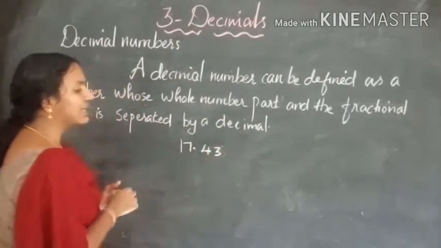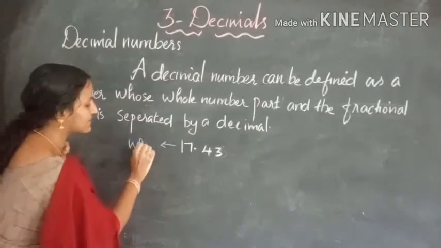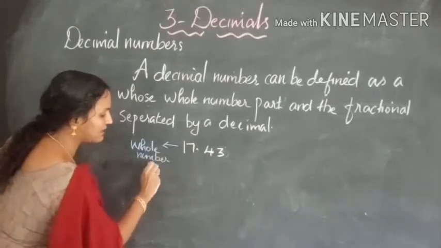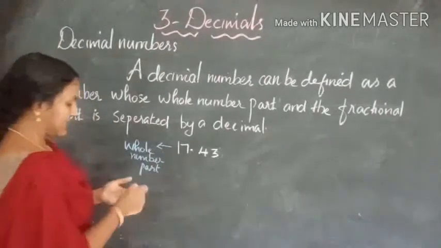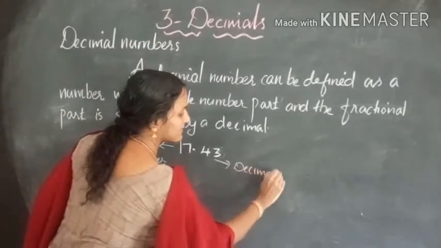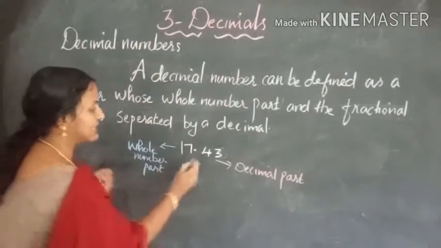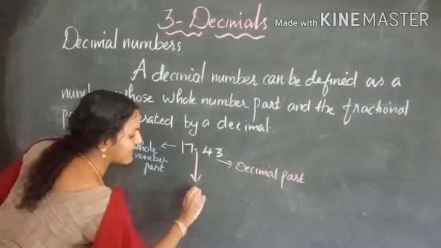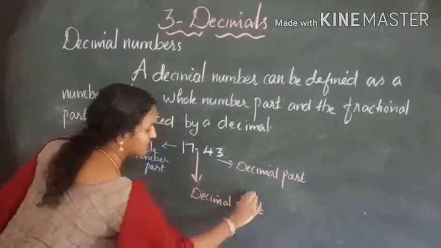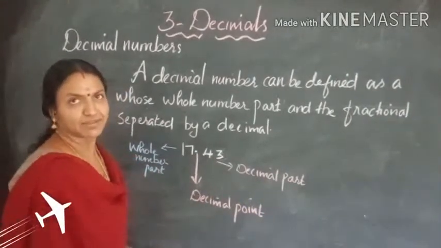17.43. Here 17 is called the whole number part, and 43 is called the decimal part, and this is the decimal point. Whole number part, the decimal point, then the decimal part.